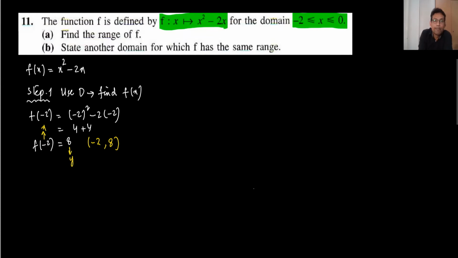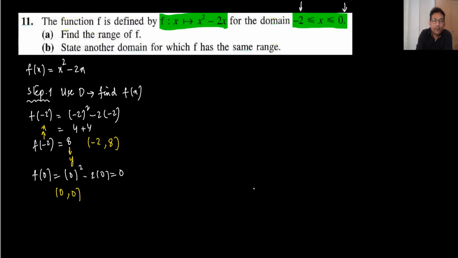Second, I'm writing 0 because the 0 is given in the domain, here, 0 and minus 2. When I substitute 0 here, the value is 0 squared minus 2 times 0, and this is also coming 0. The coordinates are coming 0 comma 0.